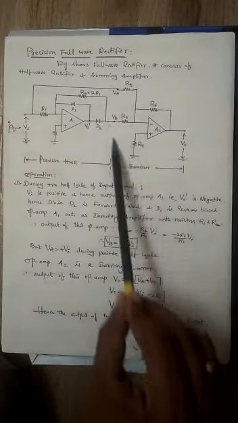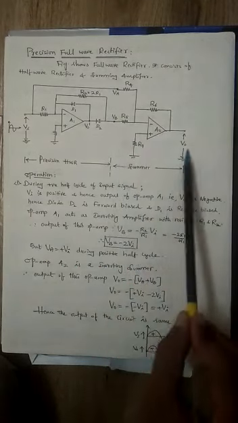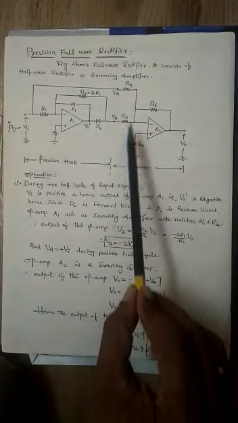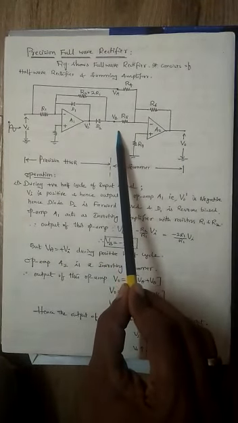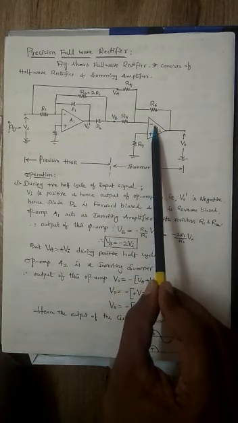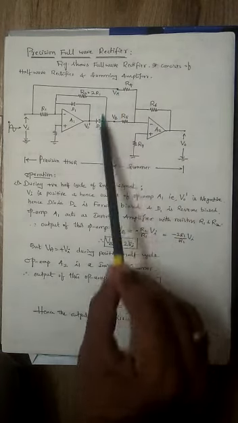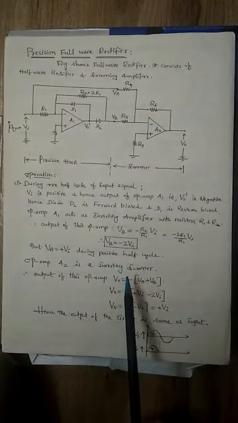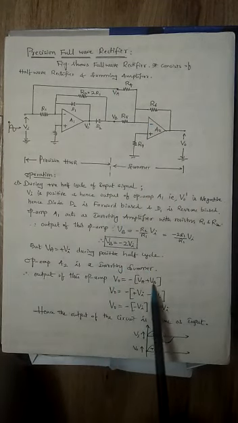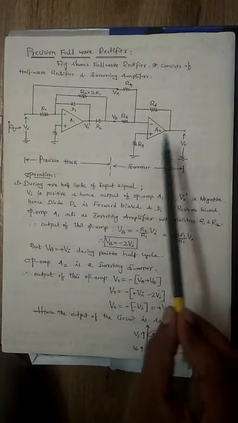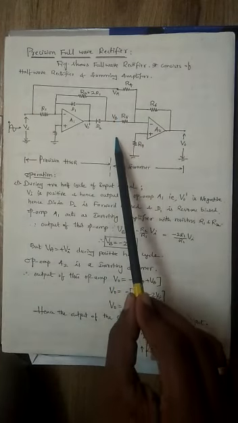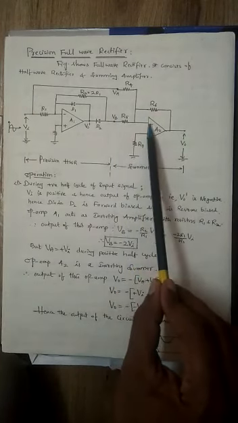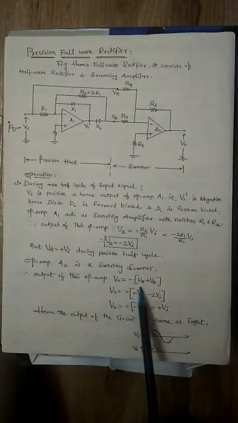What is the second op-amp? Actually, it is a summer, an inverting summer. When two or more inputs are applied to one of the input terminals of an op amp, it is a summer. Since you are applying input to the inverting terminal, it's an inverting summer. So V naught equal to minus of VA plus VB. Output of this op amp is equal to the sum of these two with the negative sign because you are applying input to the inverting terminal. So VA plus VB.